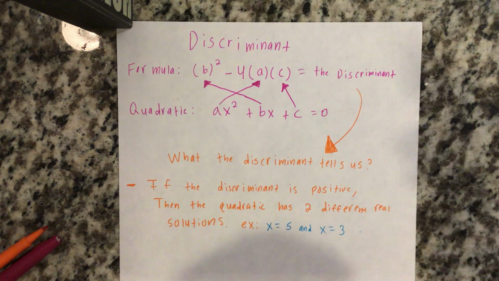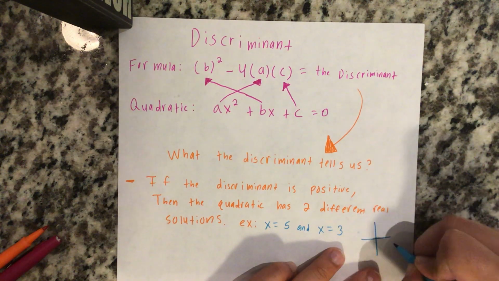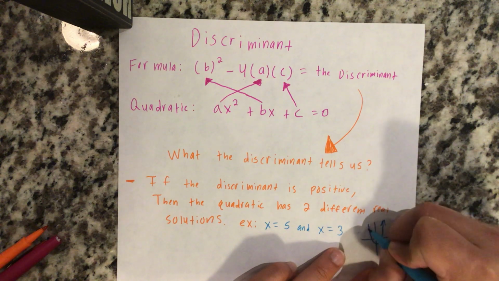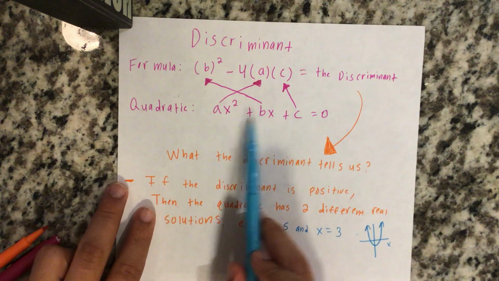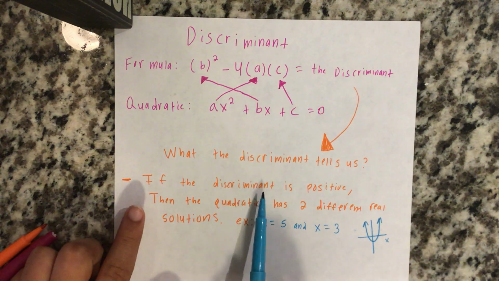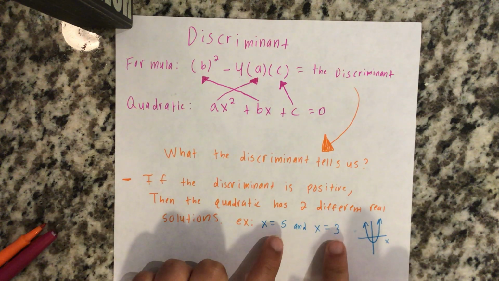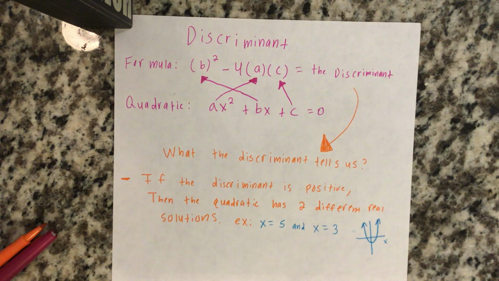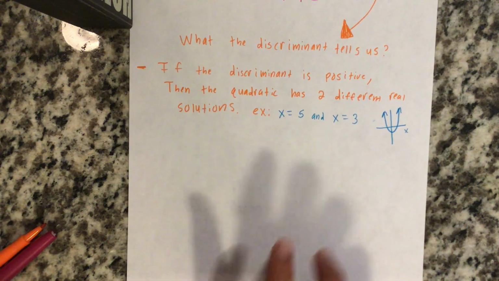What that would look like on a graph is, I have 2 solutions, so it crosses the x-axis twice. It could look something like that. So if I find the discriminant of a quadratic and the discriminant is positive, that means that quadratic has 2 different real solutions, so it crosses the x-axis twice. That's the first option.